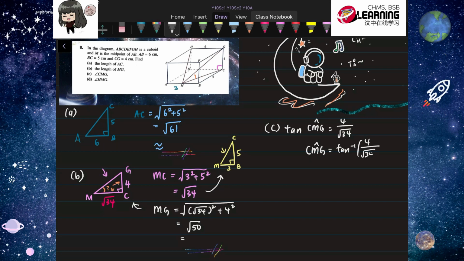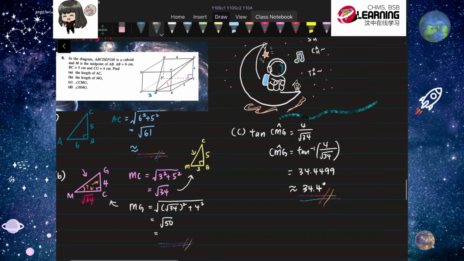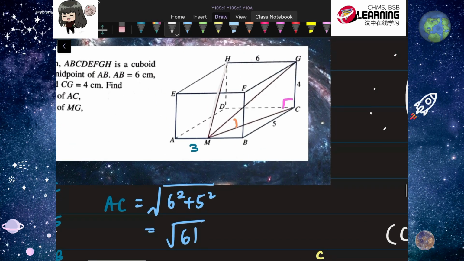You see, we do a lot of SOHCAHTOA here. I hope you already master your SOHCAHTOA. So 3 sig fig is 34.4 degree. Okay, that's my answer for part C. Now let's look at part D. HMG. Okay, let's look at HMG. You see this? This is a triangle, and they are asking you to find this angle over here.